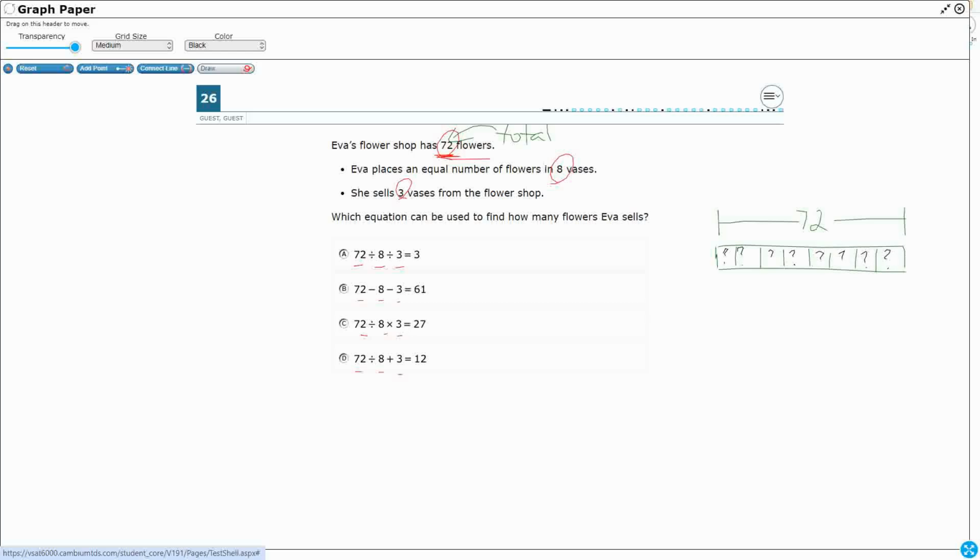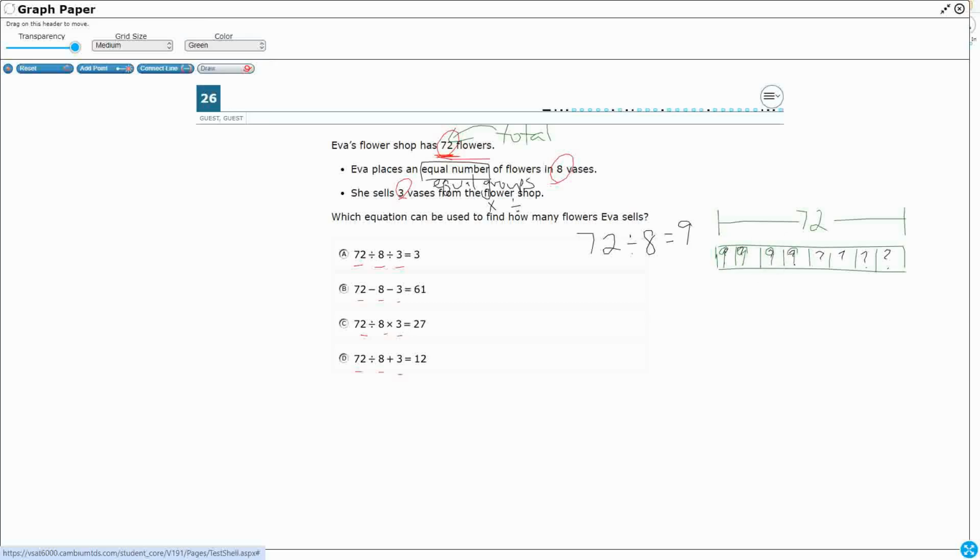If we want to keep track of what's going on, that's just 72 divided by the 8 vases. When you're talking equal number, that gives us the clue that we're dealing with equal groups, and equal groups always refers to either multiplication or division. So we're going to divide our 72 flowers into 8 equal vases. That should be a fact that we know: 72 divided by 8 is 9. So let's put 9 in each of these.